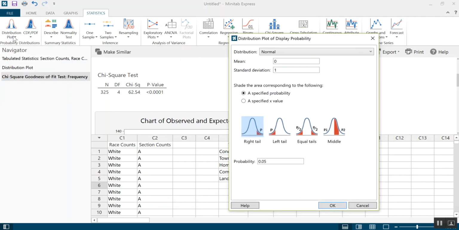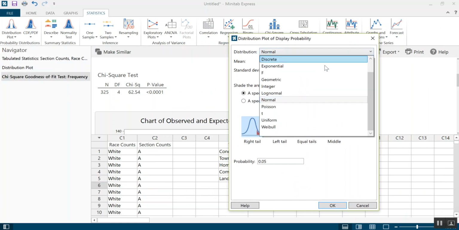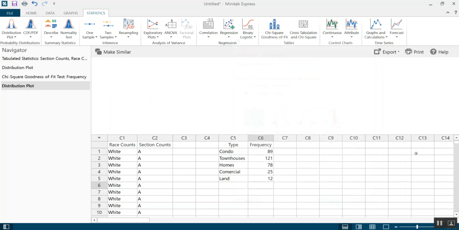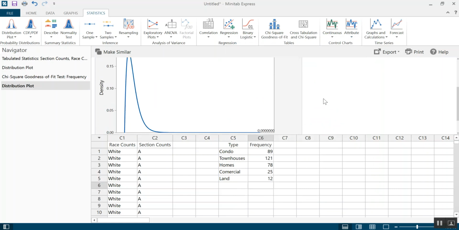Okay, so again, I went to distribution plot, view probability. We're going to go up to the chi-square and put in my 4 for my degrees of freedom. For the X value, I have to do a right tail, and I'm doing 62.54. Hit OK. This is going to give me a more accurate view of the probability.